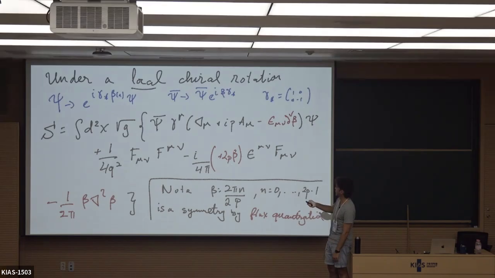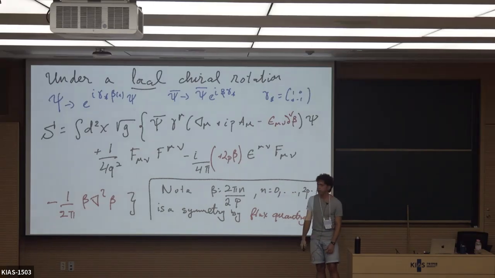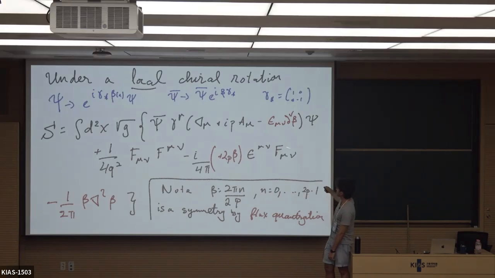Now, if we take beta to be a pure number, this term goes away, this term goes away, and we're left with this background coupling to epsilon mu nu. And remember that the thing that multiplies beta is an integer by flux quantization. So if I take beta to be 2 pi n over 2p, for n from 0 to 2p minus 1, this is again a symmetry of the theory.